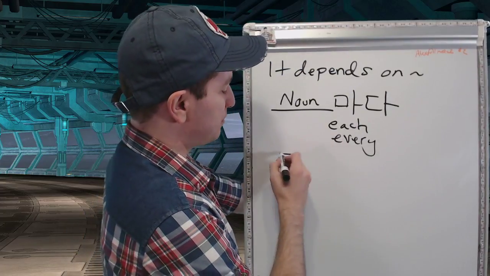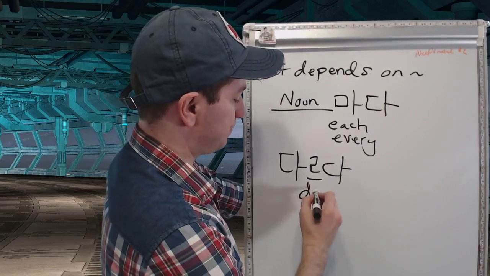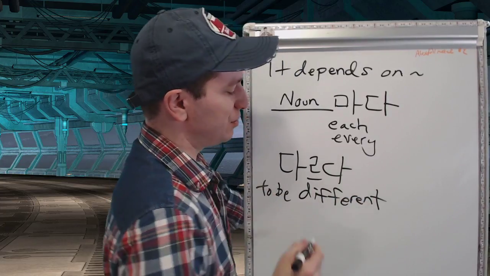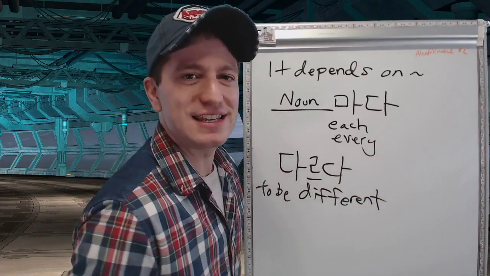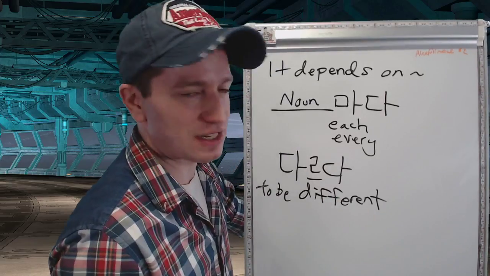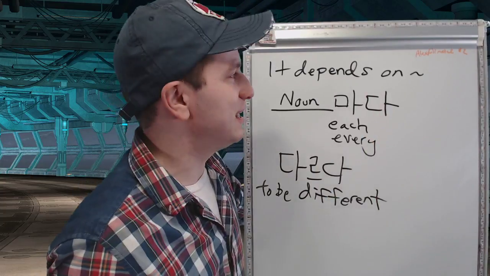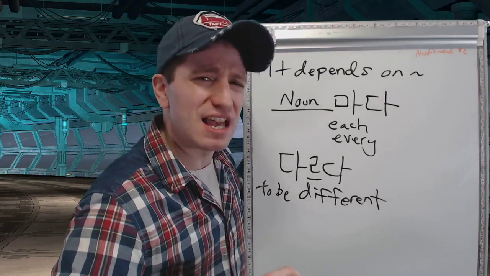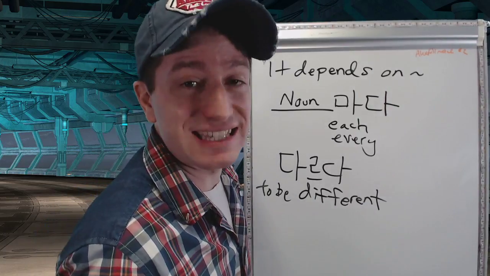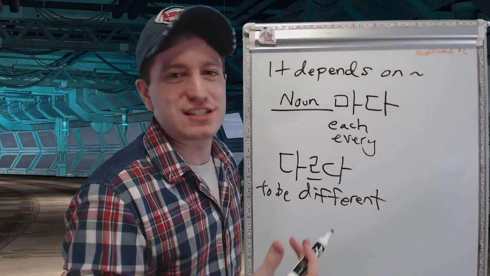And then you use the verb 다르다. Now, 다르다 means to be different. So literally all you are saying is each noun is different. So if you were to say 사람마다 다르다, each person is different, in a roundabout way you're saying it depends on the person, but that's not really what you're saying. You're really just saying each person is different. Each day is different. Whatever you want to say is different.